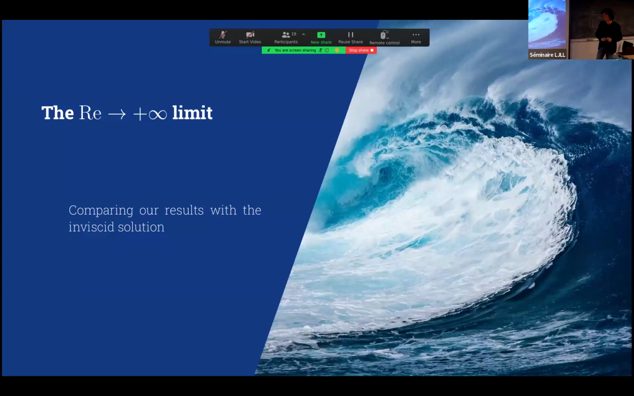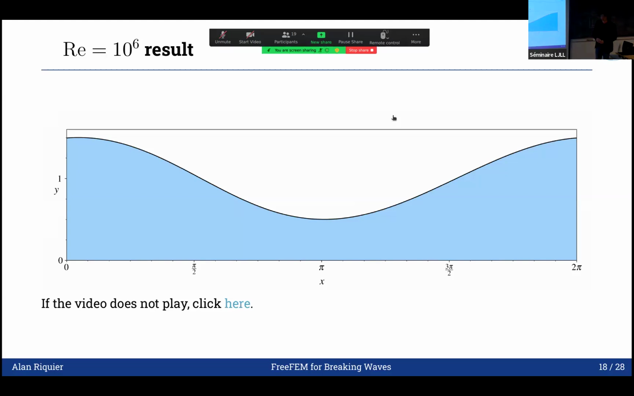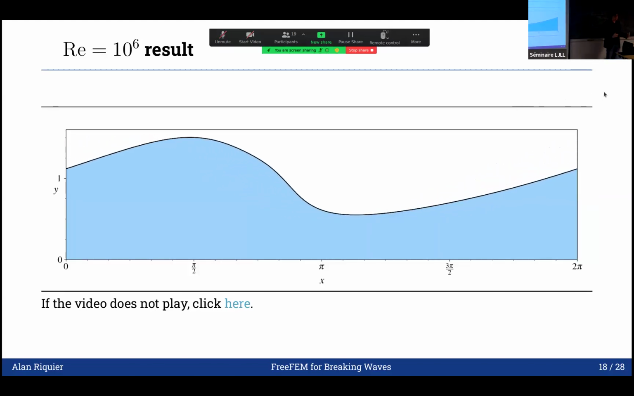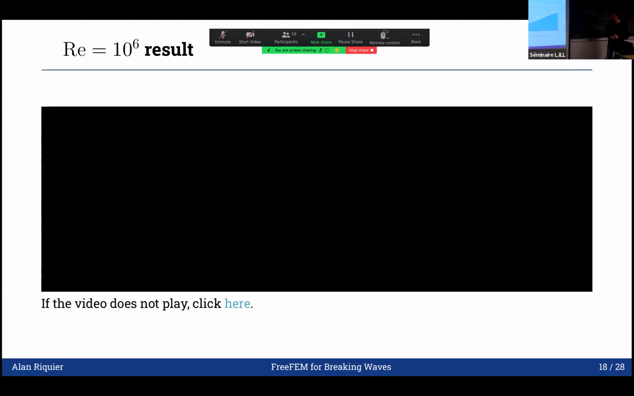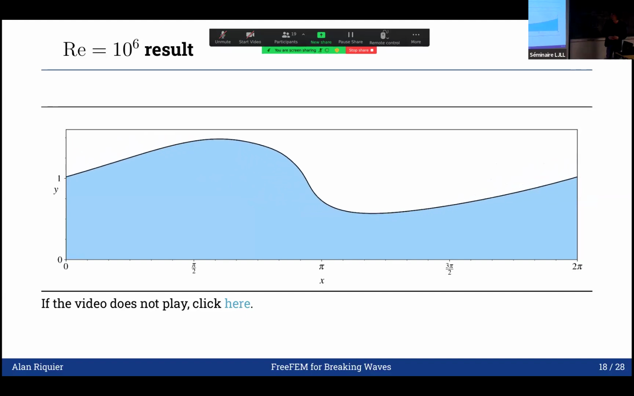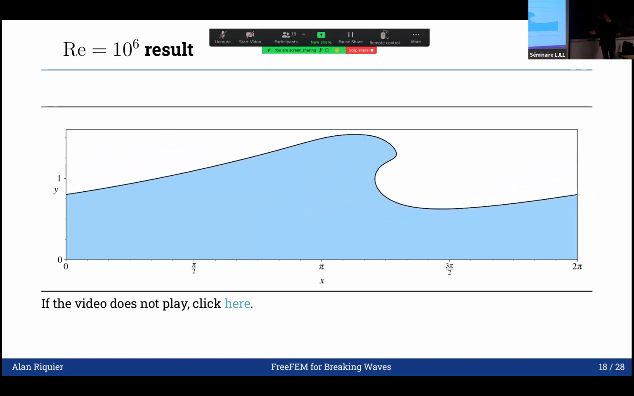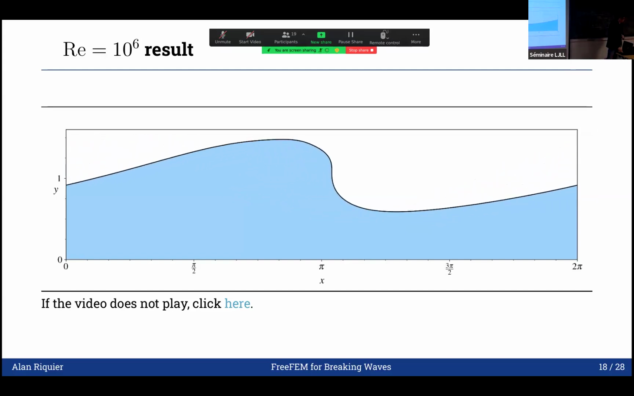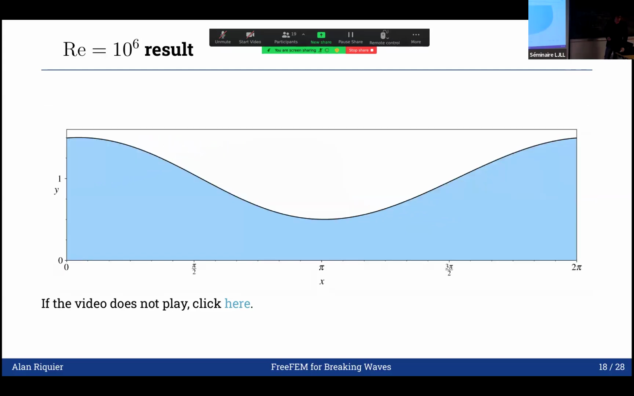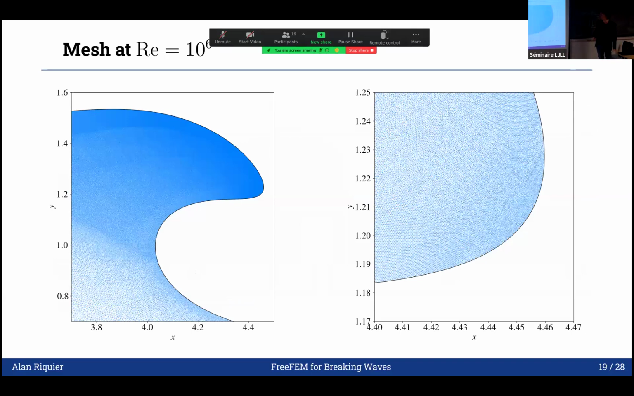So about the results that we've been able to get with this method, here is an example of a simulation using a Reynolds number of 1 million, so the highest we've been able to get. And this is a breaking wave. Obviously, it looks like it. But what's interesting is to first show the triangles. So as you see, there are a lot of triangles near the tip.